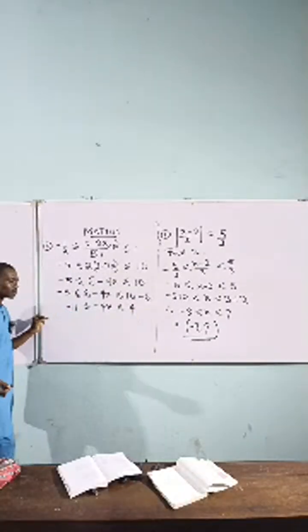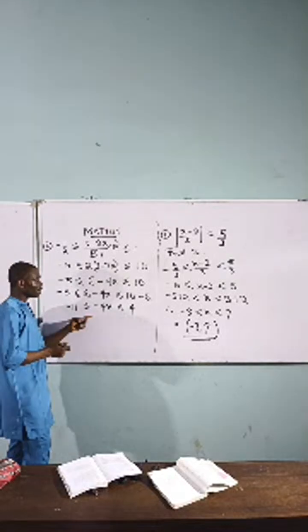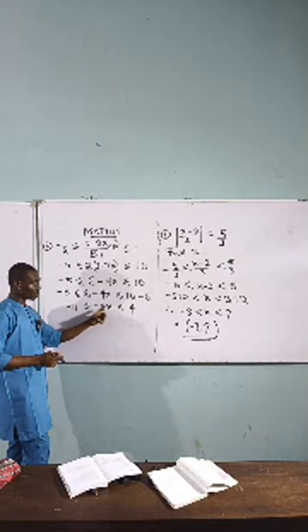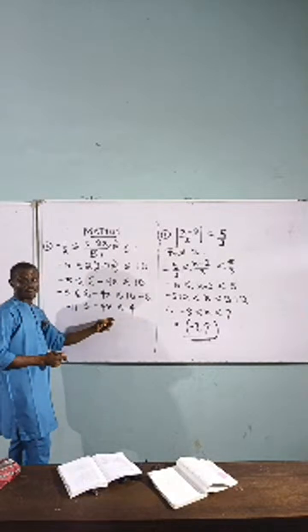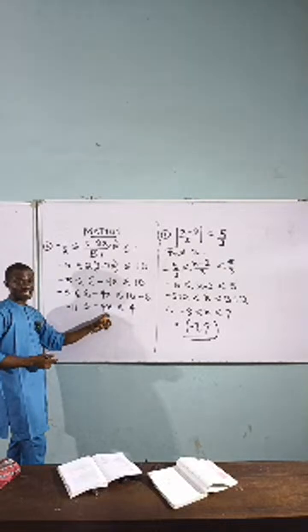So what do we do now? To get our x, we now divide through by the coefficient of x. And what's the coefficient of x? That's minus 4. Are we still together?